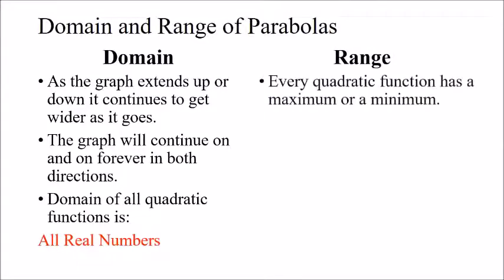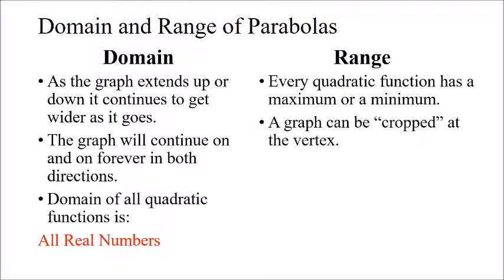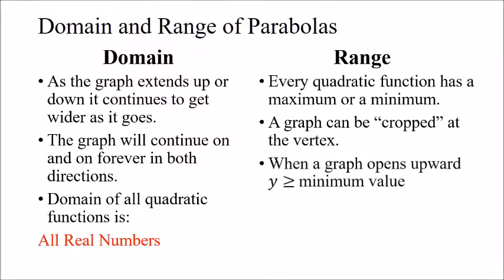For range, every quadratic has either a maximum or a minimum. And at that maximum or minimum is where our threshold of the range exists. You can crop a picture at the vertex going horizontal and leave either the top or bottom unused portion off. If a graph opens upward, it has a minimum value. So when you crop it there, we're talking about the values above that. So we're going to use y is greater than whatever our minimum value is.